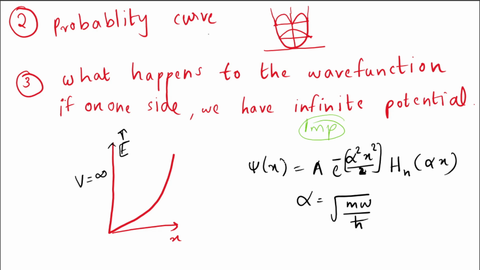Here, as the potential at one side is infinite, it is essential that the wave function at this point should be equal to 0, because the wave function should be continuous in nature. Because here the potential is infinite, the particle cannot exist here. The harmonic oscillator cannot come to this side, so the wave function is 0. So to maintain continuity, the wave function's value should be 0 at this point, right? So we can go to the next slide.